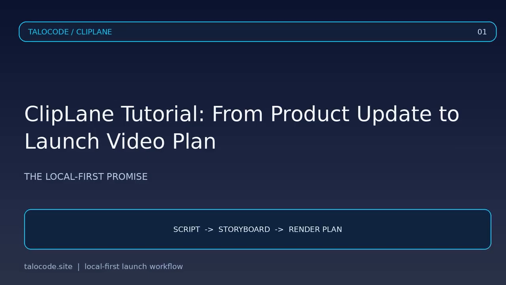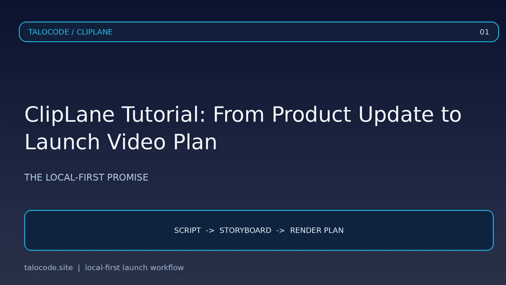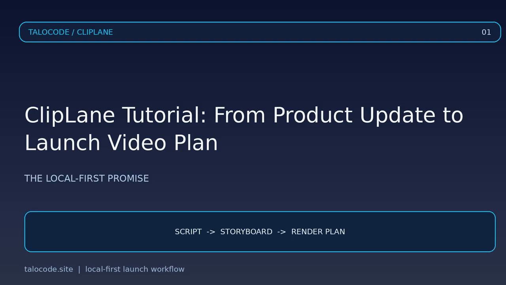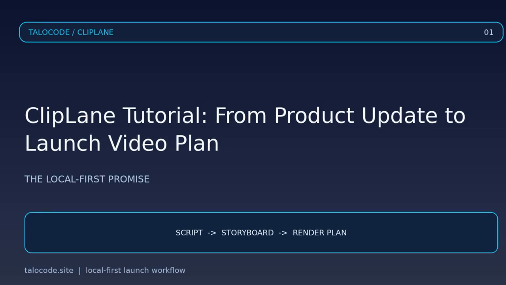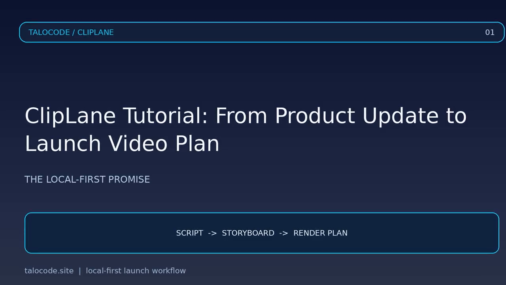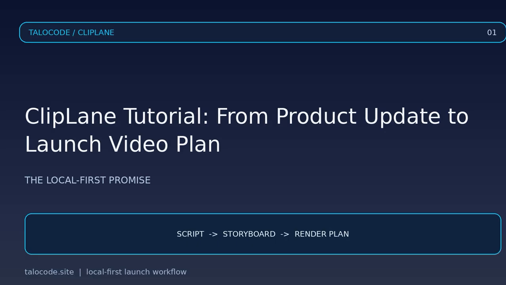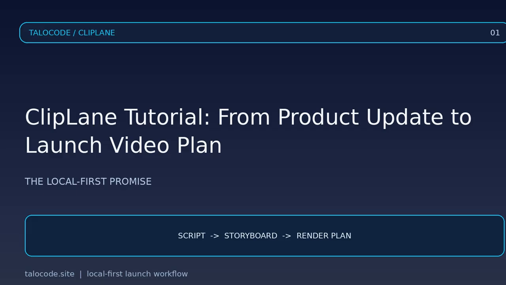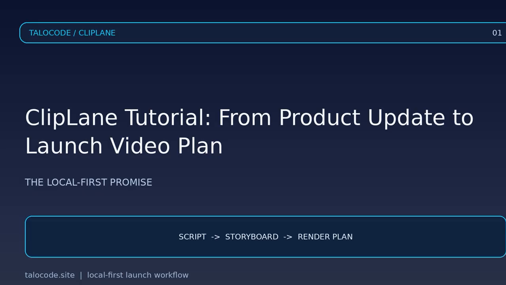ClipLane is designed to help you create and inspect the planning work on your own machine before a hosted workflow is involved. That matters because product updates often start as a few sentences and end as a rushed video. The release is real, but the story is vague. Someone writes a script in one place, keeps screenshots in another, makes timing decisions while editing, and then has to reconstruct what the video was supposed to prove. ClipLane gives that work a deliberate shape. It keeps the script, storyboard, rendering instructions, and local plan connected.